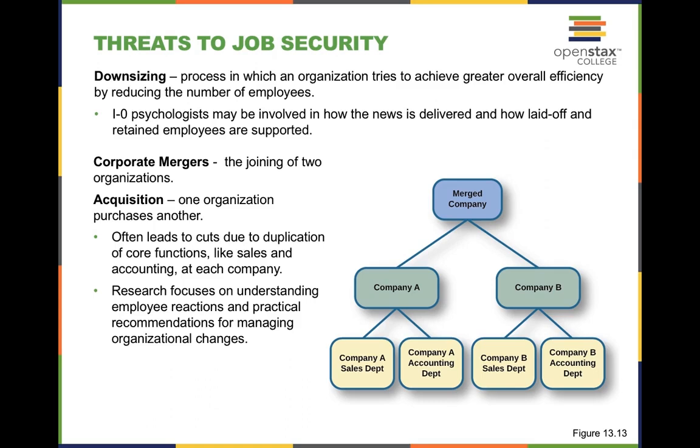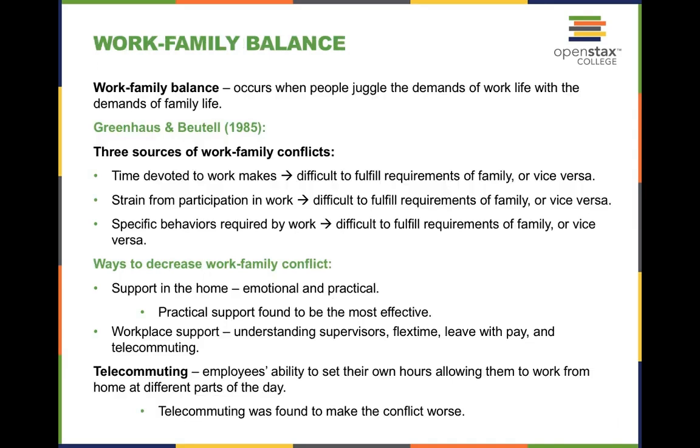Something that can happen as a result of a threat to job security is a corporate merger, where there's a joining of two organizations, as well as acquisition, where one organization purchases the other. And when acquisitions happen, this can often lead to cuts due to the duplication of core functions like sales and accounting, human resources, things like that.